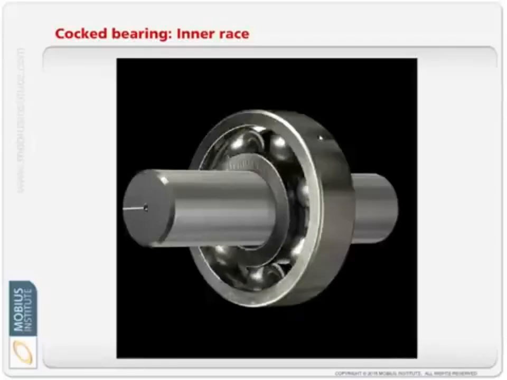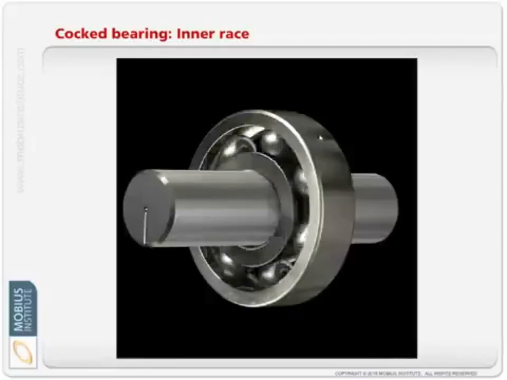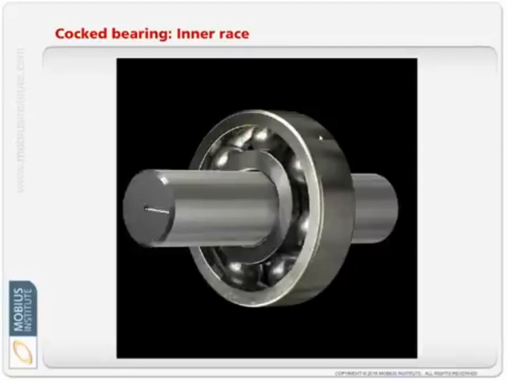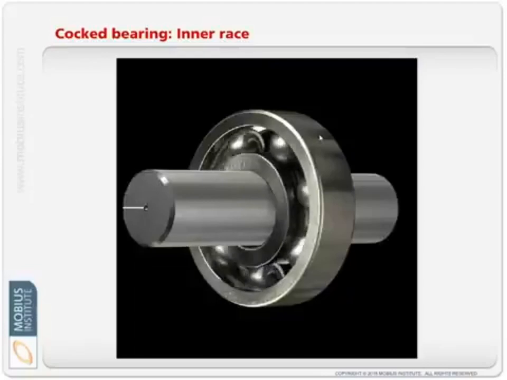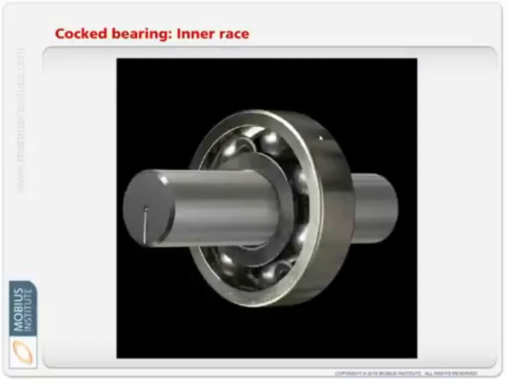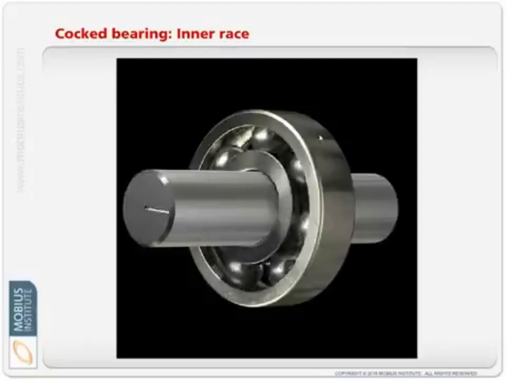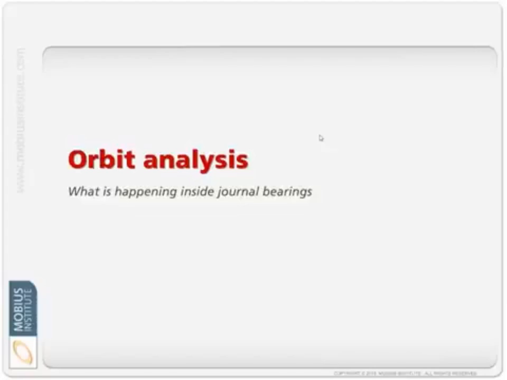Hey, here we've got the inner race of the bearing, and perhaps it's been hammered into place, it's cocked on the shaft. That will cause the bearing to fail, but we can use phase analysis and tell that that's the problem, because from pure spectrum analysis it's hard to tell.